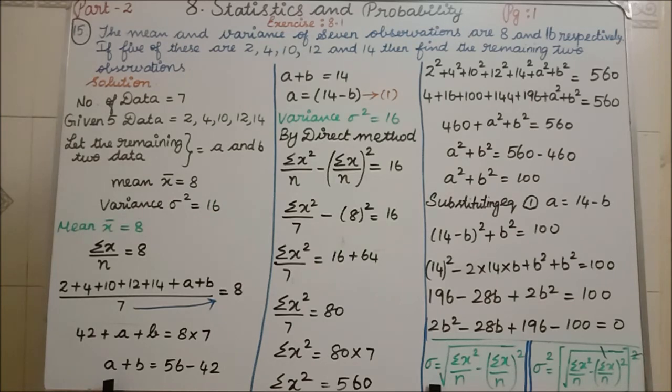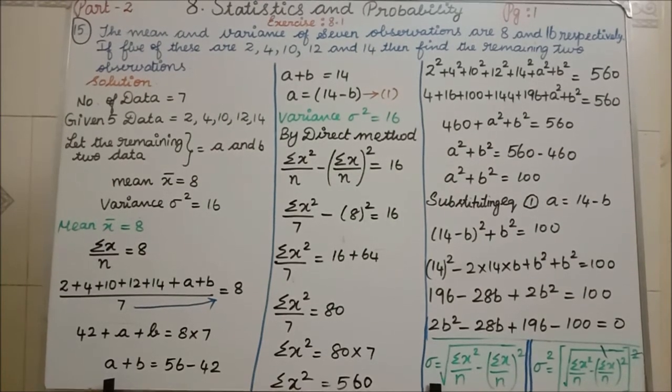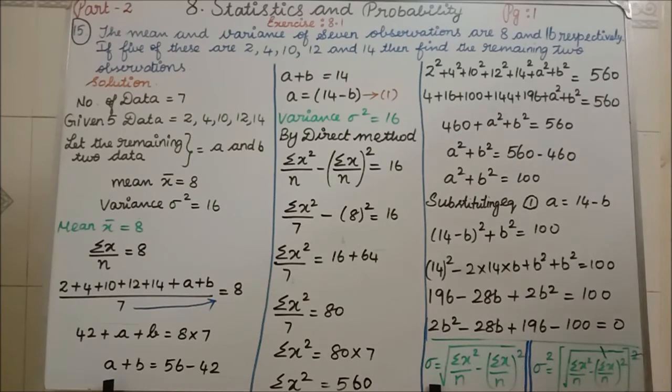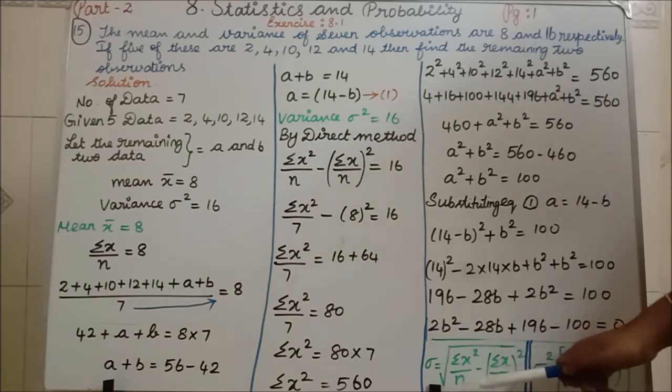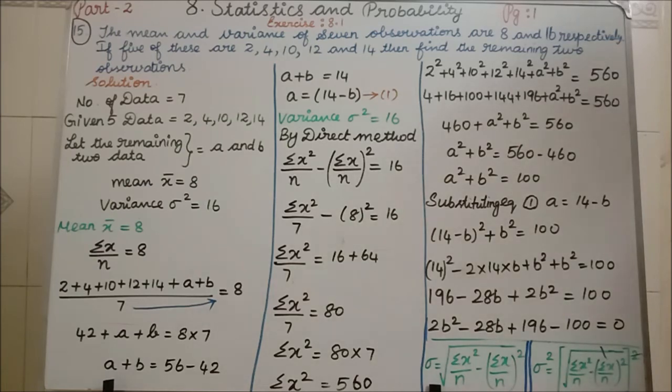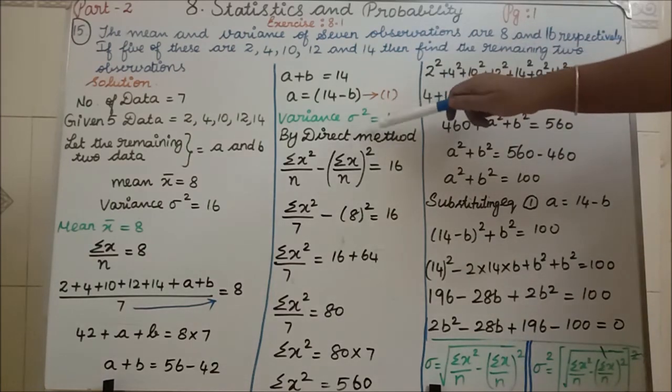See, by direct method I have written. By direct method only we have solved the 14th question also, isn't it? You all know the direct method formula: sigma is equal to the square root of summation x square by n minus summation x by n the whole square. Okay, but here we are given sigma square.